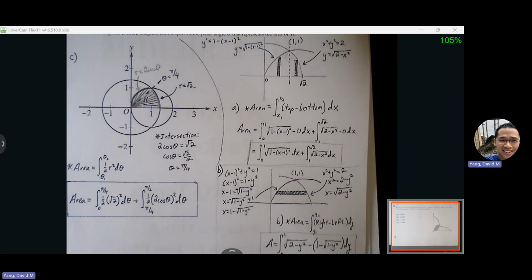Part C is where we have to think, okay, I have to split this up here because there's going to be a change at π/4. That's where the intersection between the two graphs is. And I have to think of it as splitting up my area into two separate regions because my sectors are hitting different graphs at different points.